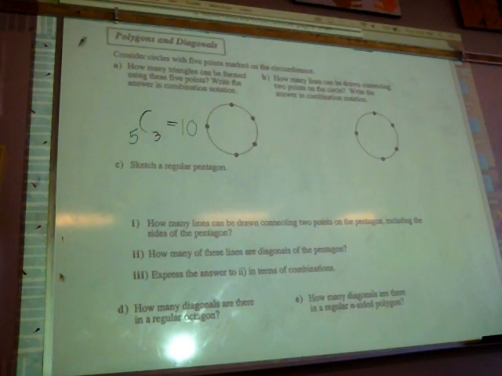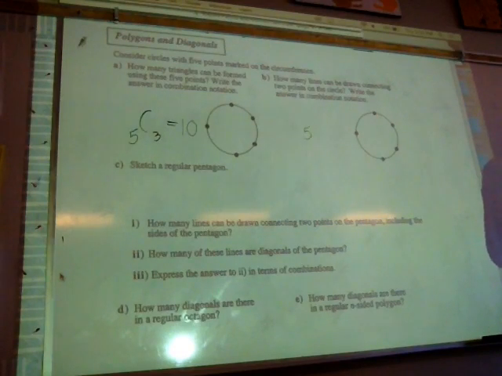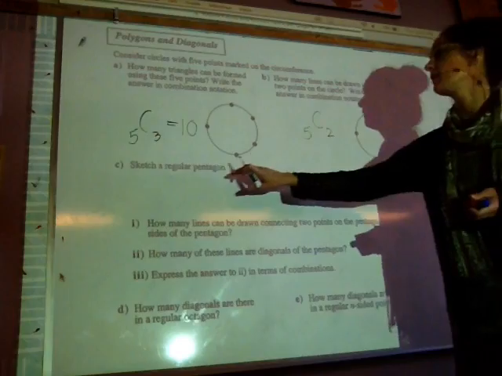Okay, next, are you guys okay for the first one? Okay, next one, how many lines can be drawn connecting 2 points on the circle? How many points do we have? How many points do we need to make a line? So we're just going to do 5 choose 2. Are these going to be equivalent?